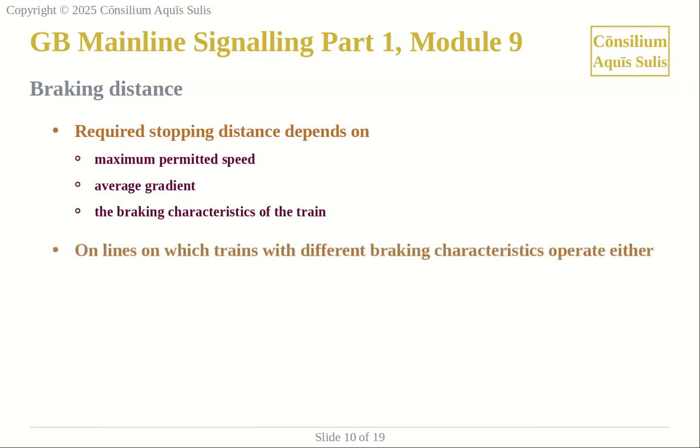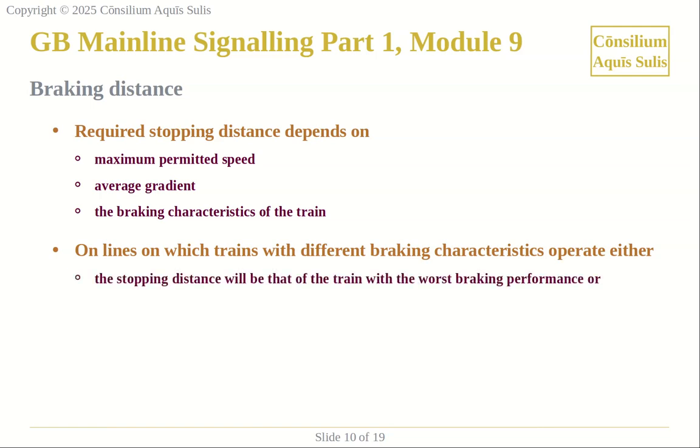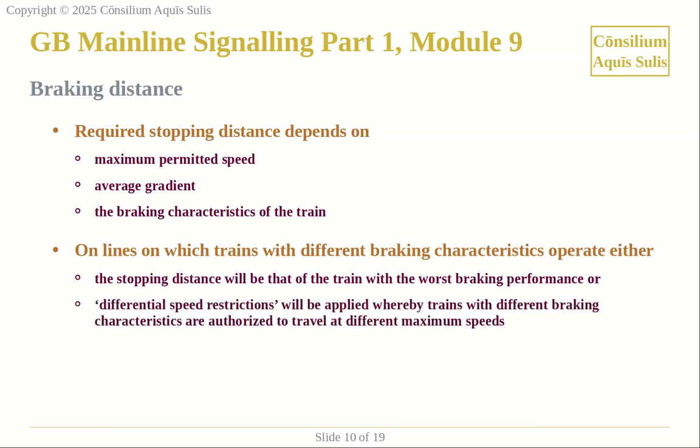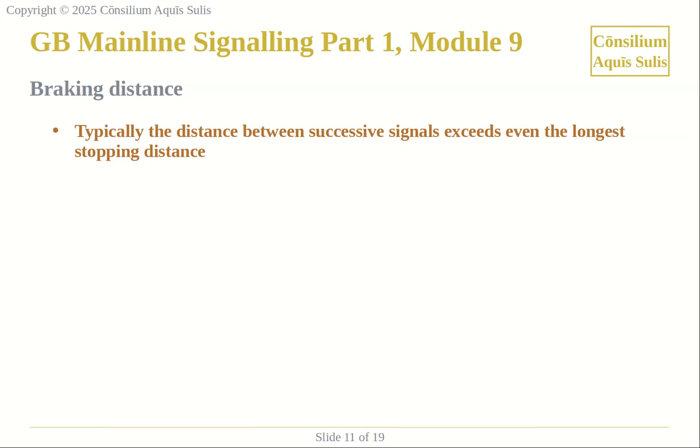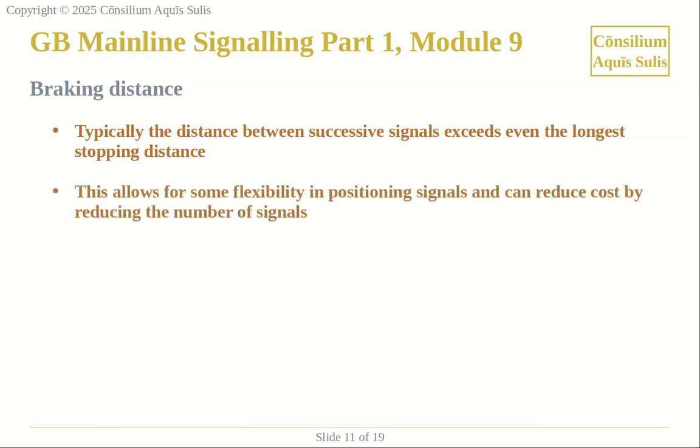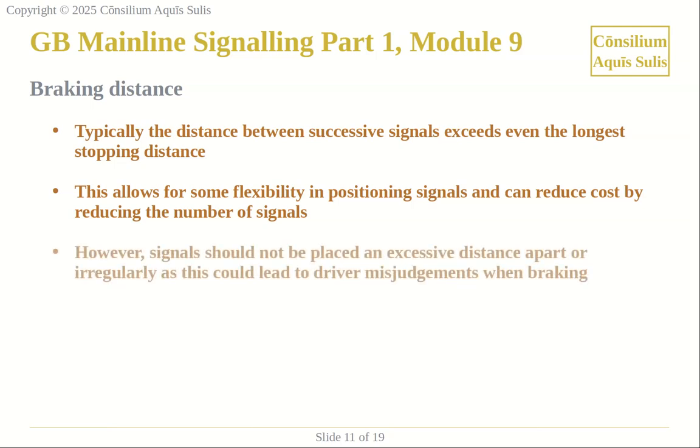On lines with trains using different braking characteristics, you can either adopt the set stopping distance for the worst case performing train, or have differential speed restrictions whereby trains with better braking characteristics are authorised to travel at a higher maximum speed than trains with worse braking characteristics. But even so, the distance between successive signals typically exceeds even the longest stopping distance, which gives some flexibility in position and can reduce the costs by reducing the number of signals that are needed. However, the signals shouldn't be placed an excessive distance apart or irregularly, as this could lead to driver misjudgment when braking.